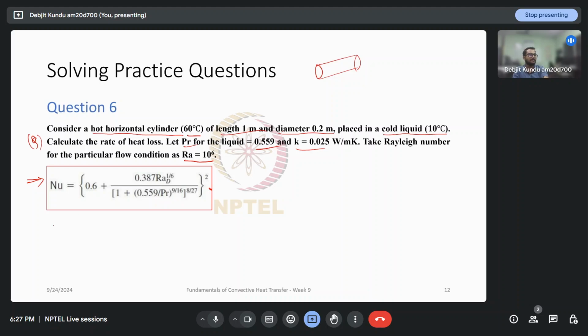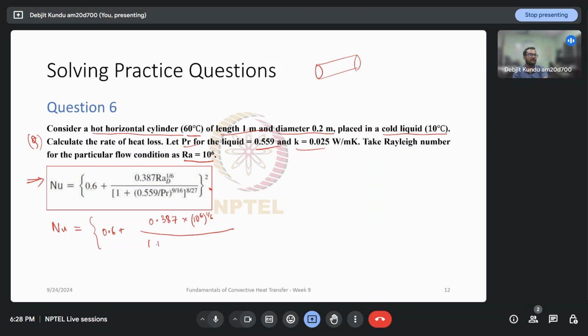So Rayleigh number in our case is given. We will simply plug that value in. We have 0.6 plus 0.387 into Rayleigh number to the power 1/6. So this is basically 10 to the power 6 to the power 1 by 6, so this actually becomes 1.